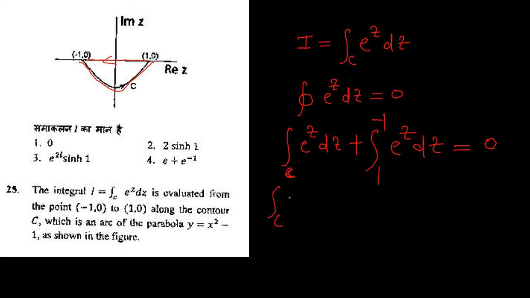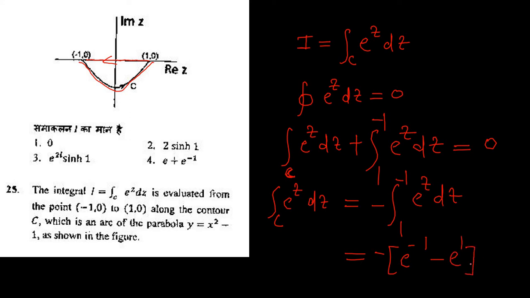So we will get the integral along C of e to the power z dz will be equal to minus the integral from 1 to minus 1 of e to the power z dz. And we know the integration of e to the power z is only e to the power z. So now I am putting the limits. So minus of e to the power minus 1 minus e to the power 1.